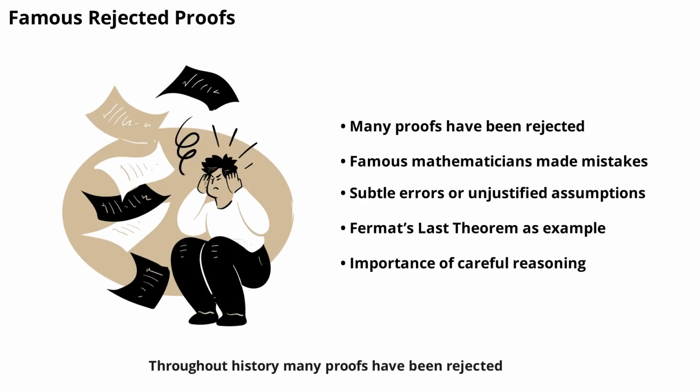Throughout history, many proofs have been rejected, even by famous mathematicians. Sometimes, a proof is found to contain a subtle error or an unjustified assumption. For example, early attempts to prove Fermat's last theorem were rejected for lacking rigor. These cases highlight the importance of careful reasoning and the willingness to question even widely accepted ideas.